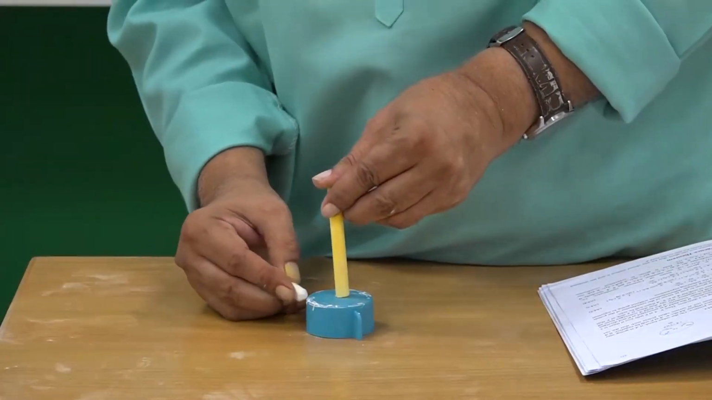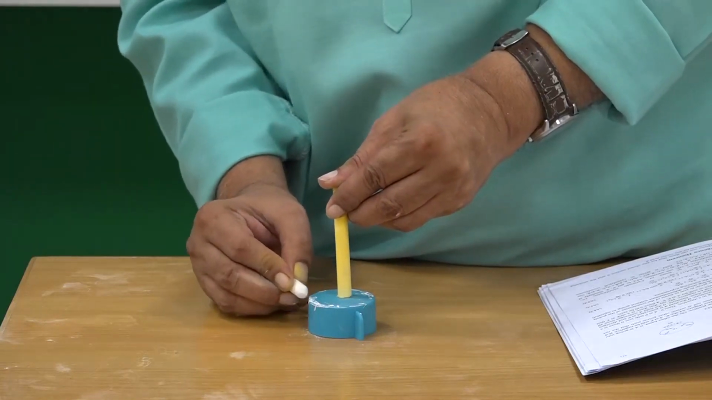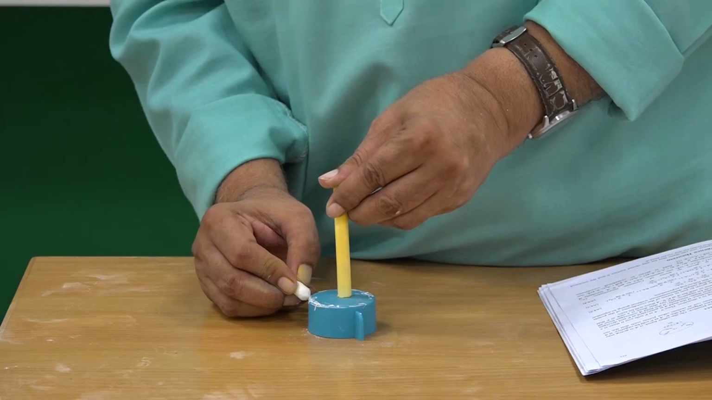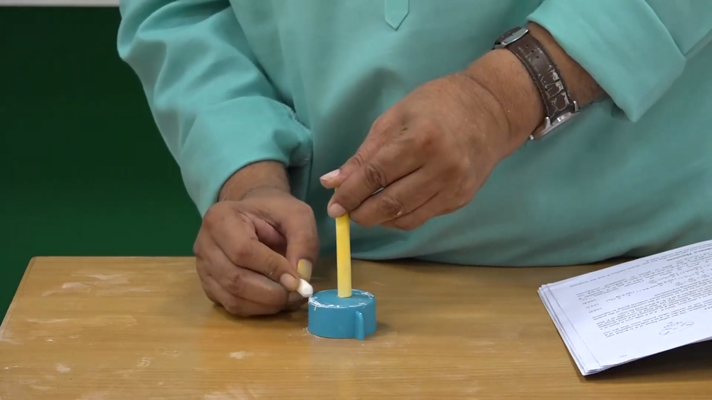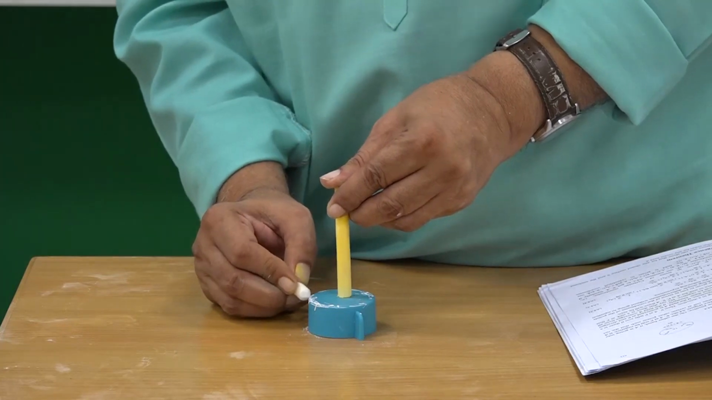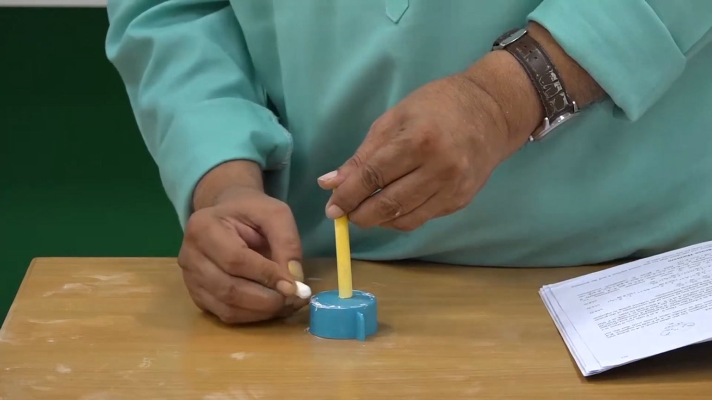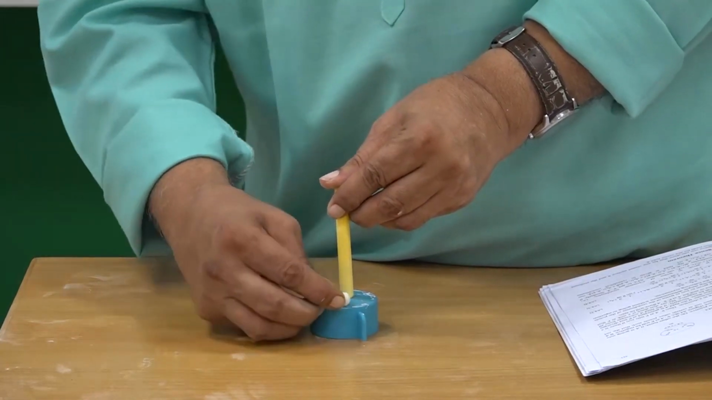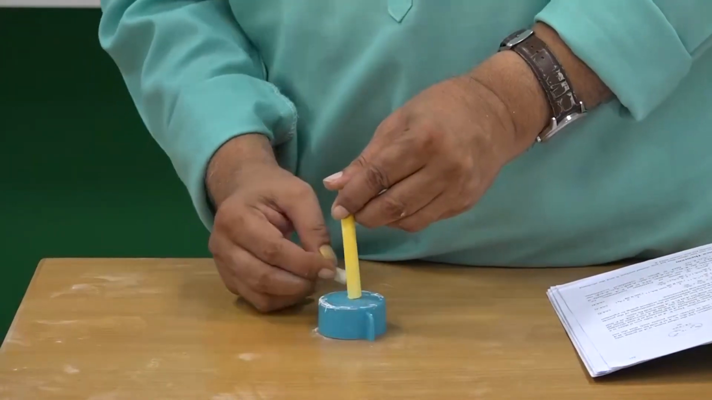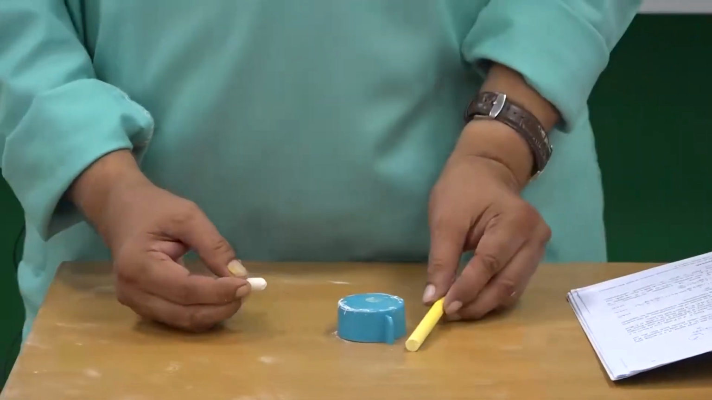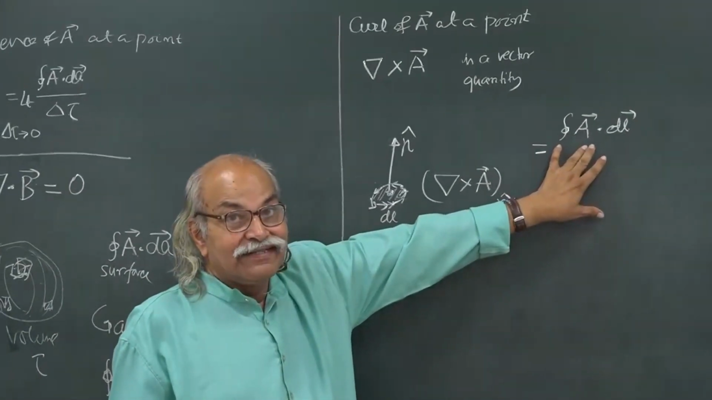And then at this point, this small vector in the direction of the tangent is dl, and here you ask what is the value of the vector A, and then take the dot product A dot dl. Similarly here, and here, and here, and then you add all those things. So, you get this closed loop integration of A dot dl.